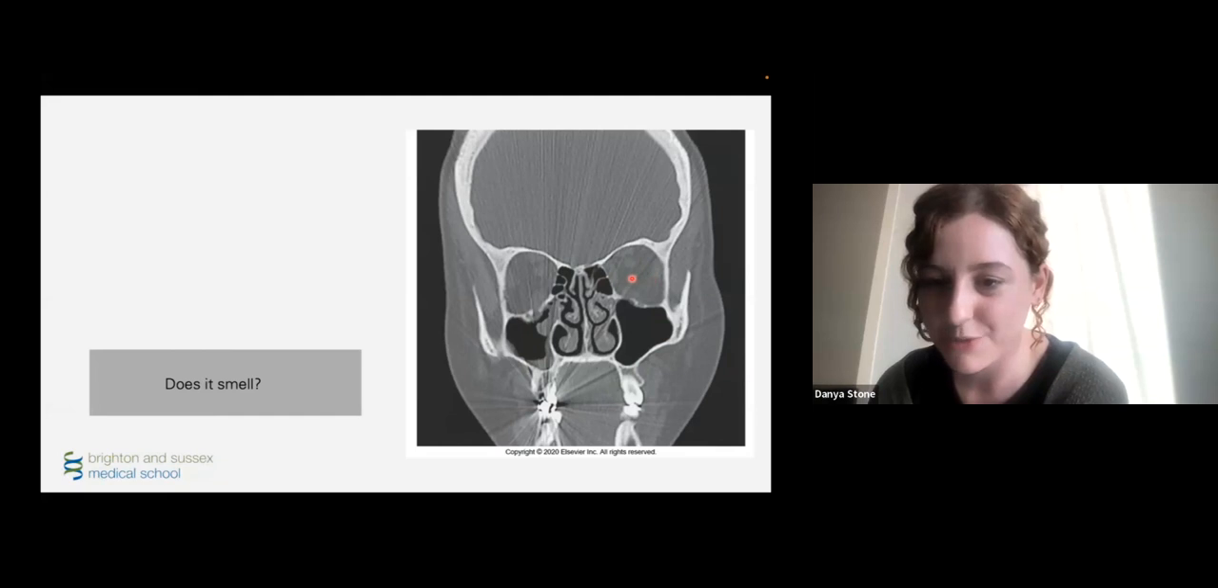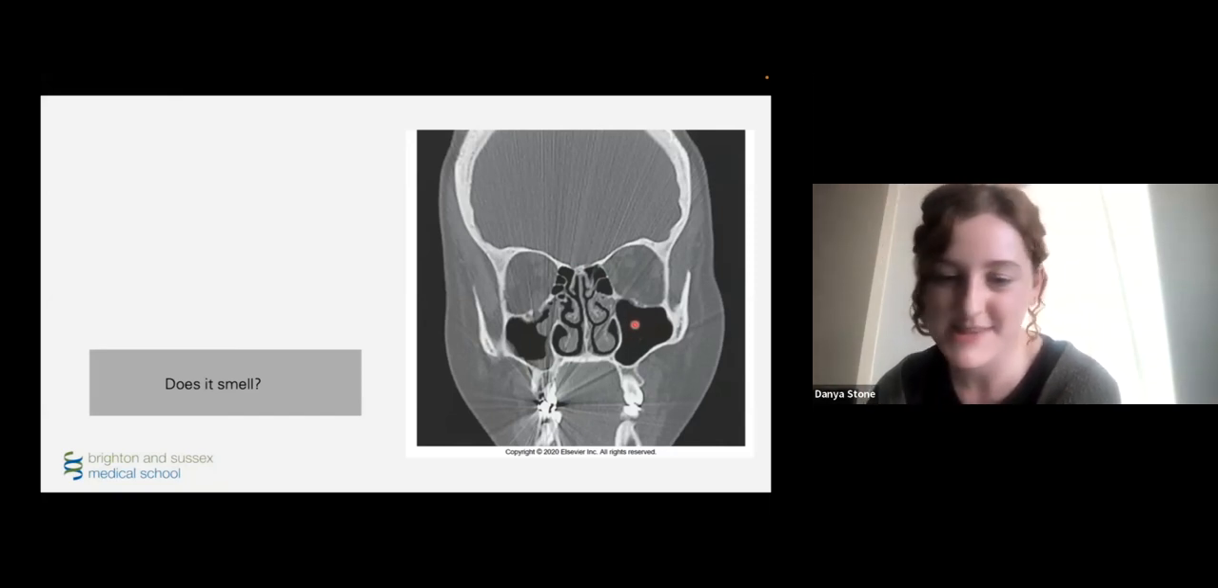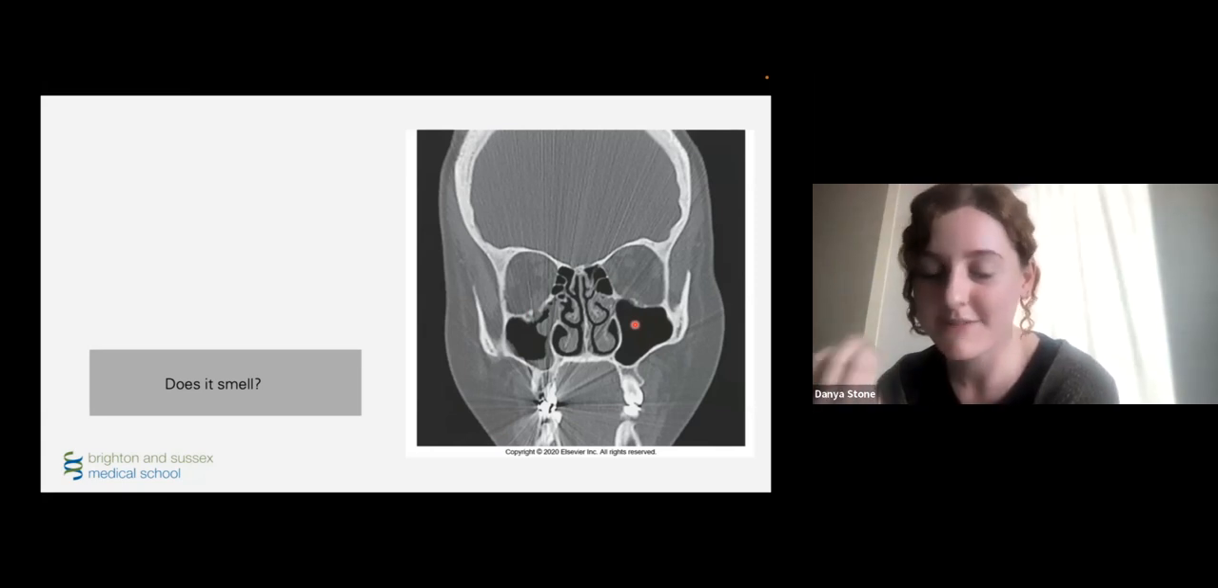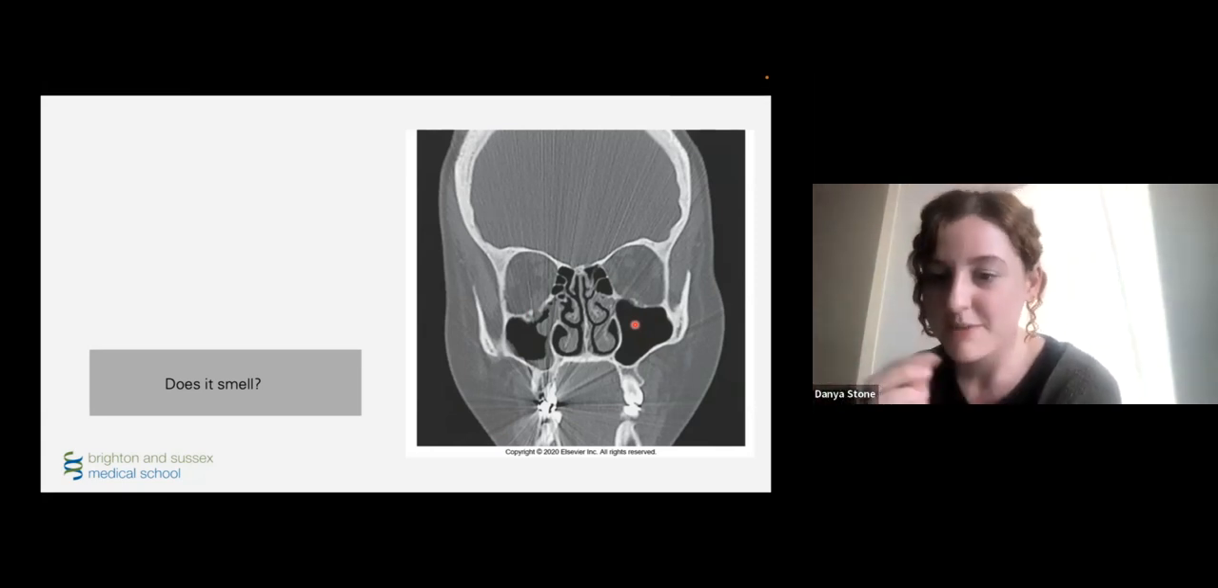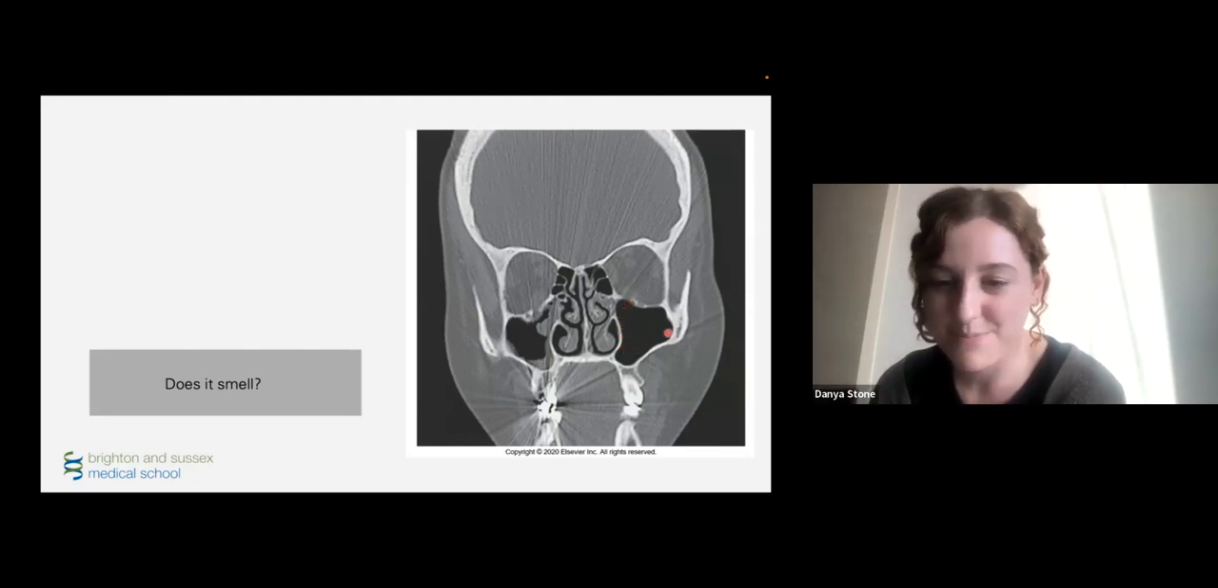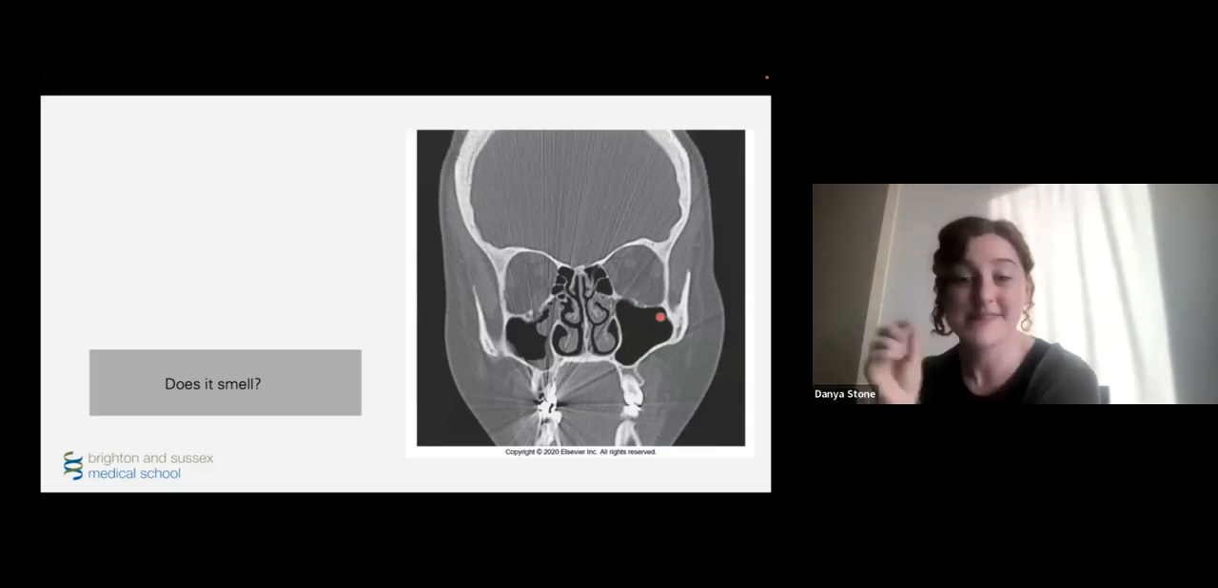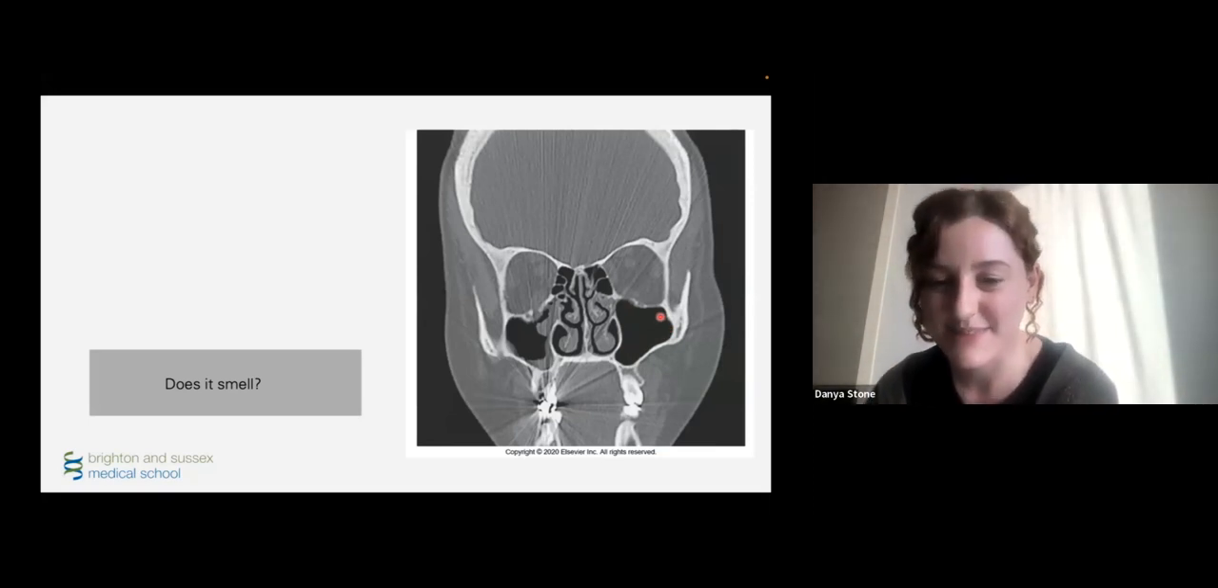We can also see the orbit or the eye socket just here. And this space here is something called the maxillary sinus. So I'm sure you've all heard of people saying, oh, my sinuses are blocked, or I've got a sinus infection. We've got many air spaces within our skull, and this is the largest one that we have. But yeah, I was quite surprised when I saw it for the first time at quite how big a space that is sitting within our skull.